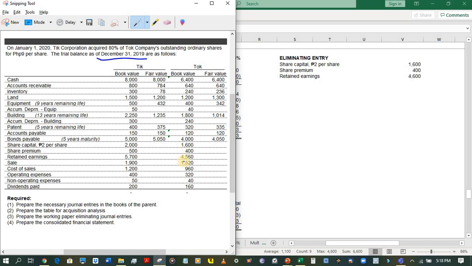So the 4,560 again is the balance of the retained earnings of the acquiree as of January 1, 2019. And we need the balance of the retained earnings as of the acquisition date, which is January 1, 2020. That's why in order for us to determine the retained earnings as of the acquisition date, we need to close the net income in 2019 as well as deduct the dividends paid in 2019. So if we consider the net income and dividends payment, the retained earnings as of December 31 will be 4,600, which is also the retained earnings as of the acquisition date, January 1, 2020.